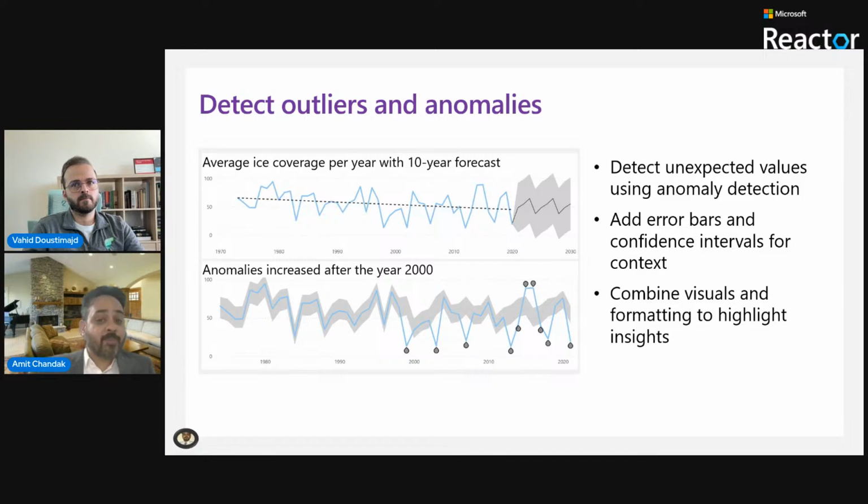Then you can use error bars for the confidence level. So the value is lying in this particular range. Whenever we have an error, what is the range in which it lies? And combine the visual formatting and highlight the insight. You can use the visual formatting to do that.